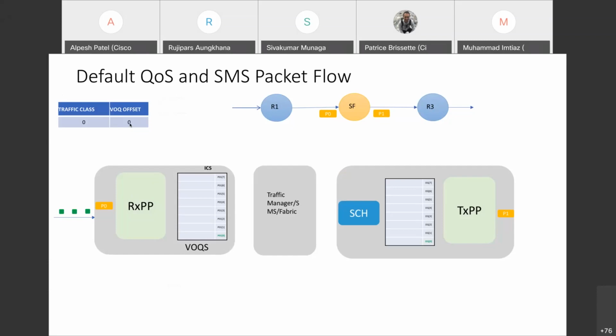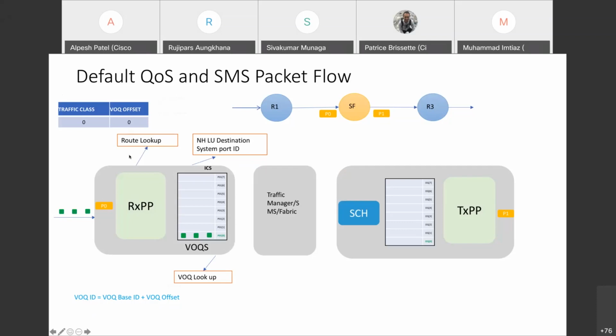So VOQ offset is 0 to 7. Your VOQ ID is your VOQ base ID plus VOQ offset. So for your VOQ 0, your offset is 0. Your VOQ 1, your offset is 1, and VOQ 7, offset 7. Your base ID will be shown with that command. We'll look into that in a few minutes. But your actual VOQ ID will be the addition of the base plus the VOQ offset. So offset will be 0 to 7 for all the VOQs.